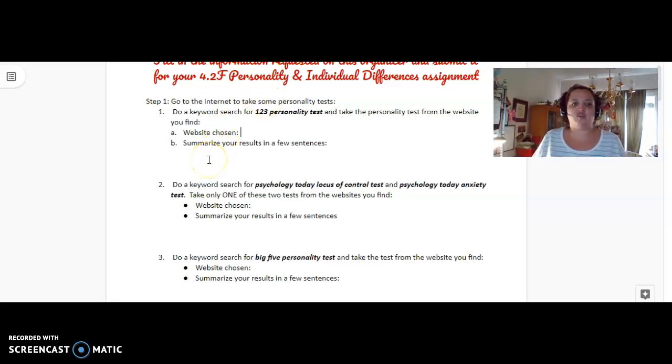And then when I say summarize your results in a few sentences, what I'm looking for is just tell me, does it say you're open? Does it say you're agreeable? Does it say you're a perfectionist? What does it tell you about yourself? Just give me a few sentences or traits.